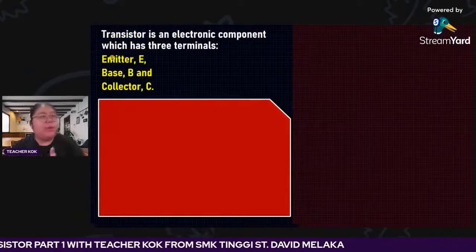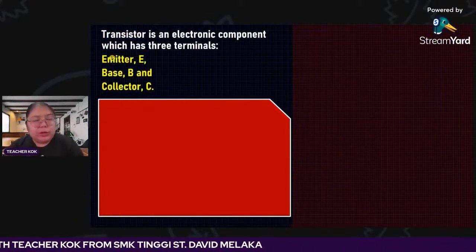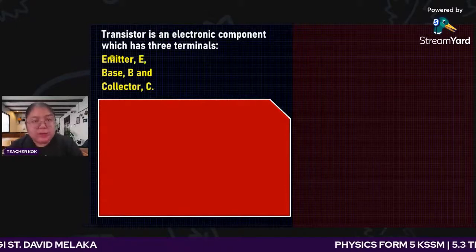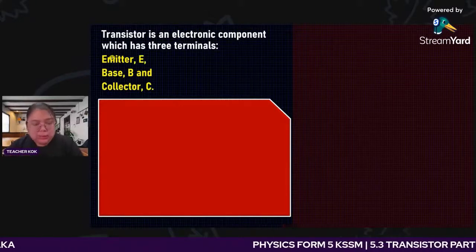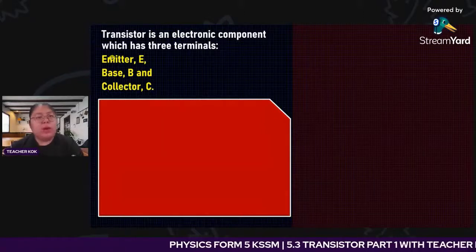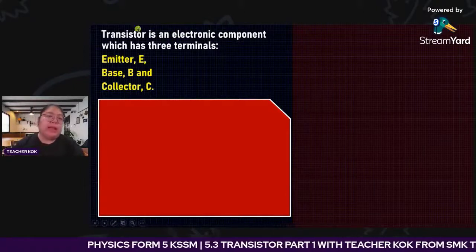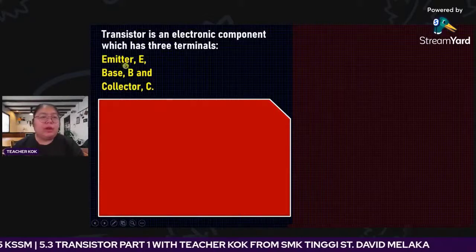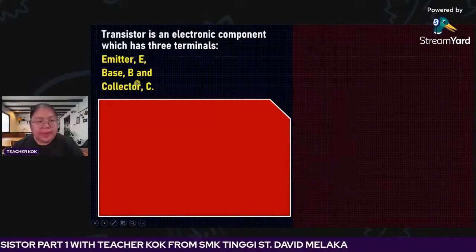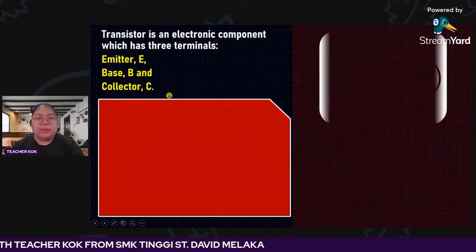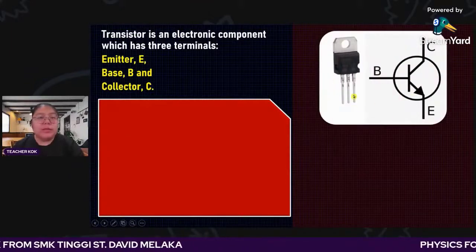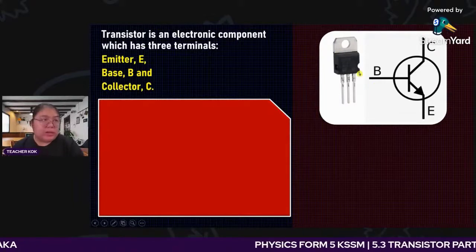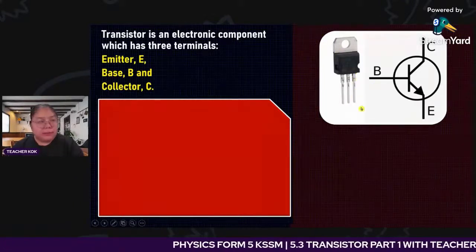From this topic, we are talking about an electronic component, the transistor. Before that, we learned about the diode. Now we go through the transistor. A transistor is an electronic component that has 3 terminals. First we call the emitter, then the base, then the collector. Let's see the diagram. This is the electronic component, the transistor, and it has 3 terminals.